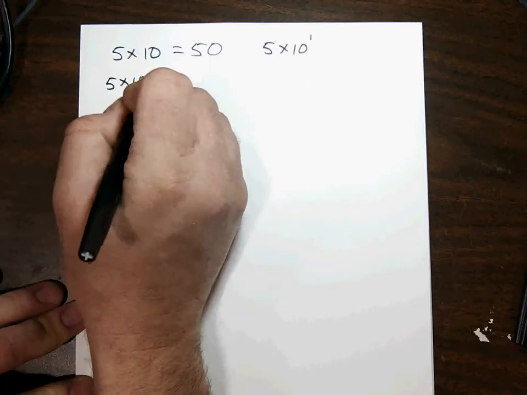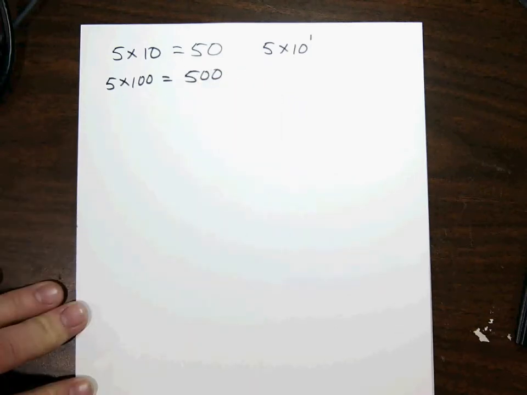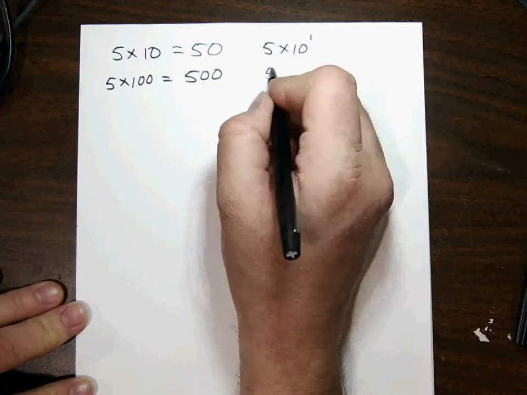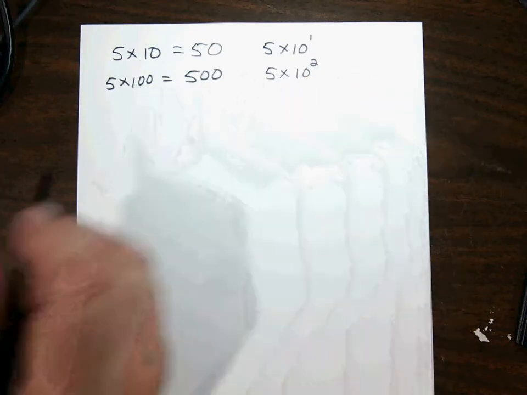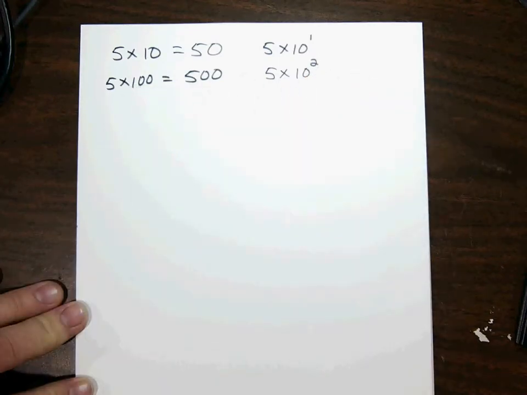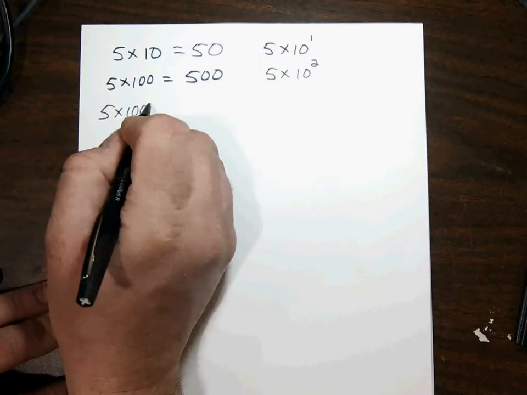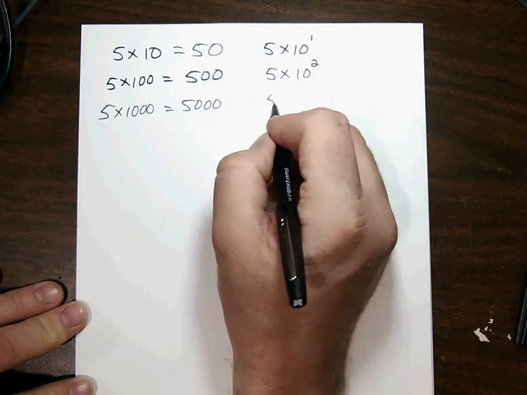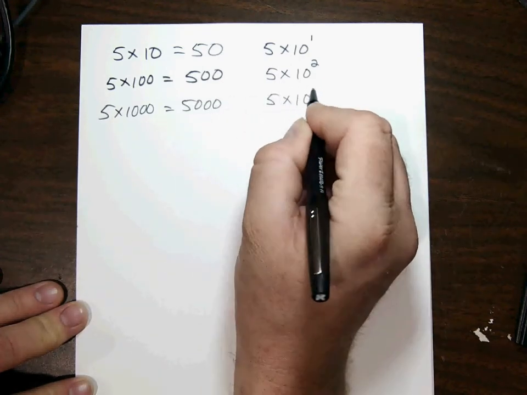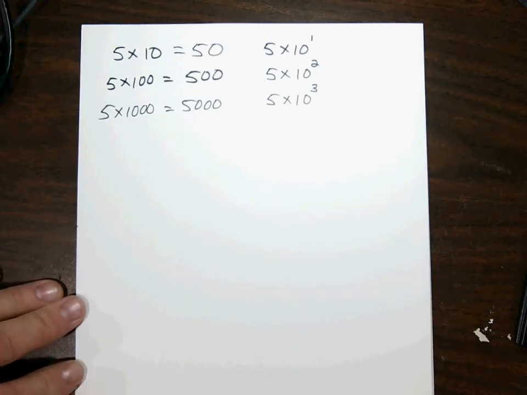5 times 100 we know to be 500. But another way for me to say the same thing, 5 times 10 to the second power, because 100 is 10 squared. 5 times 1,000. We know that to be 5,000. Another way for me to express that would be 5 times 10 to the power of 3. Okay? Scientific notation.